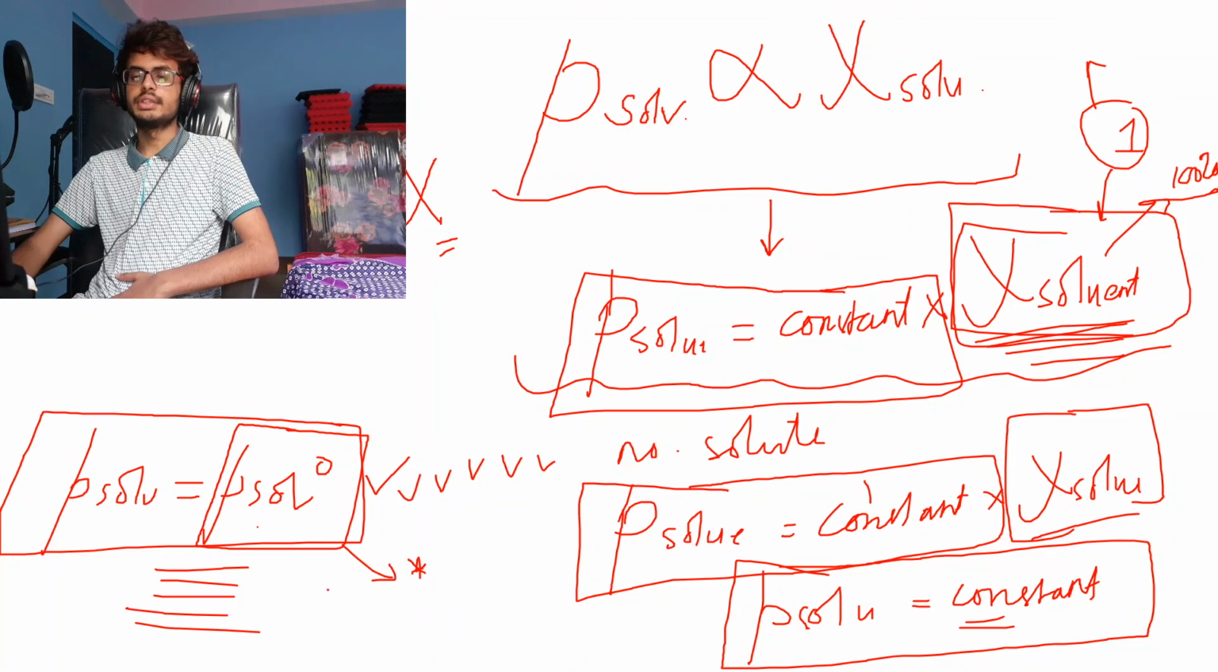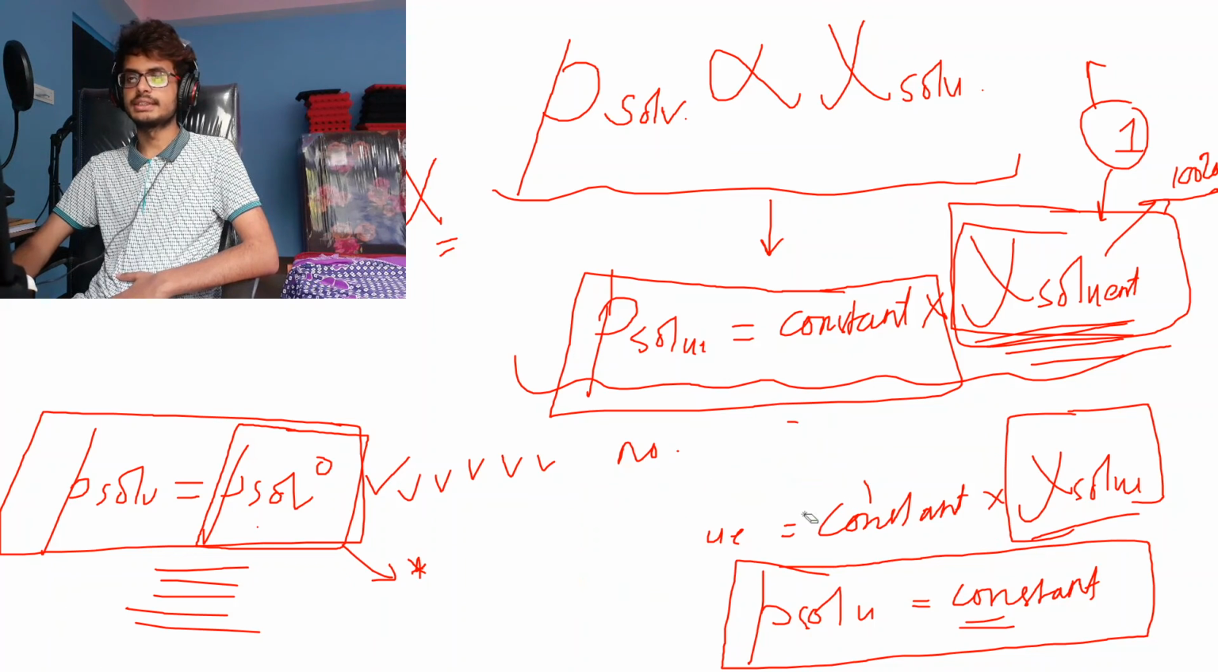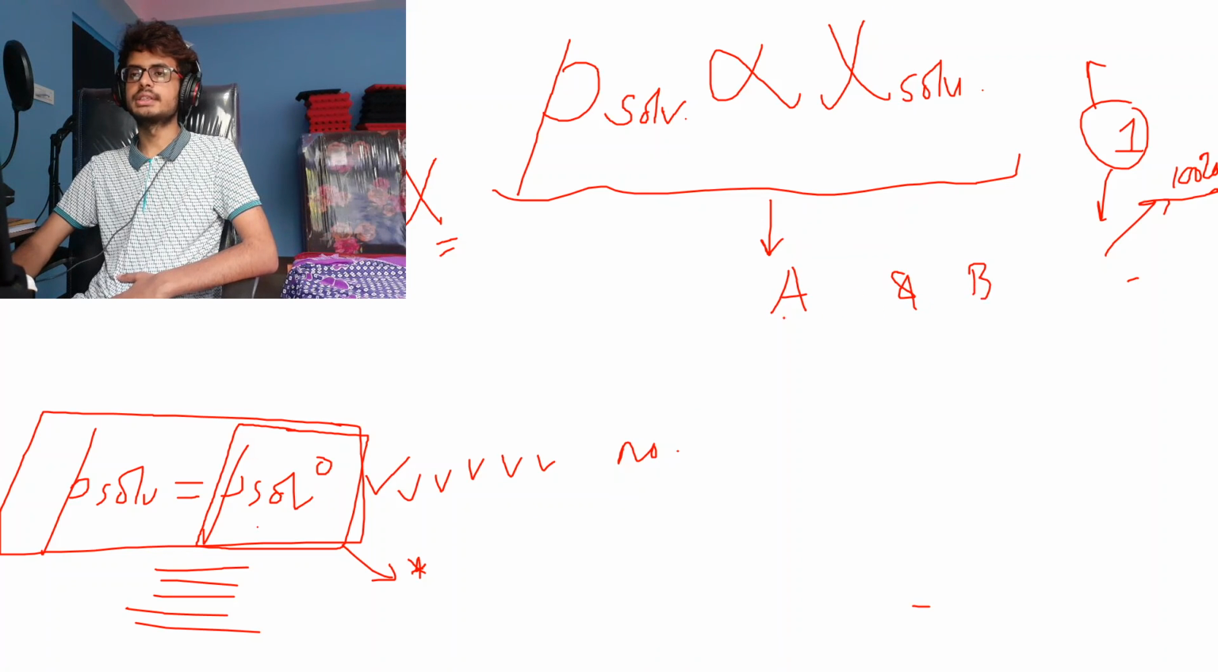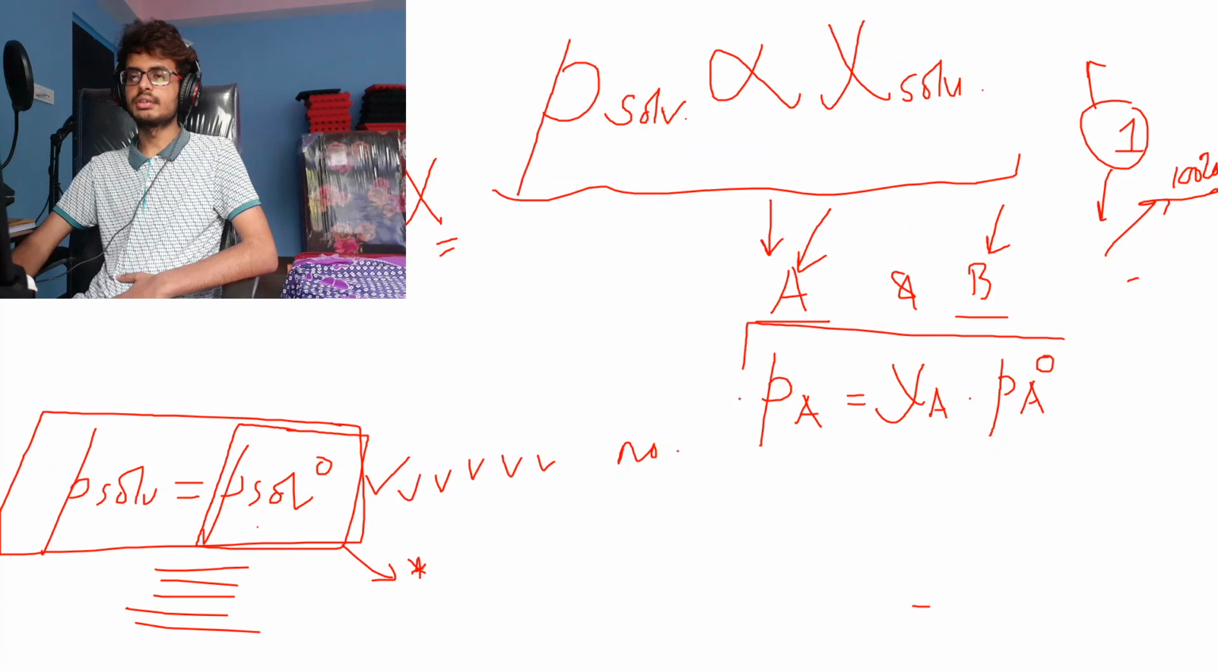Okay, so what we do is we try to generalize this thing now. So how do we generalize this? Now we found that the constant is basically the partial pressure in the purest state, right? So let us assume that there is a solution with A and B. So these are the two components of a solution. The first component of the solution is A, the second component is B. Now partial pressure of A will be equal to mole fraction of A into partial pressure of A in its purest state. So is this statement clear, or should I explain it again?